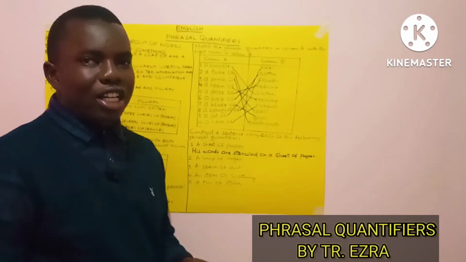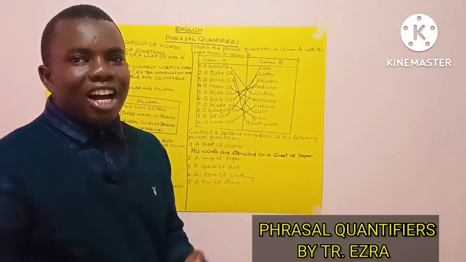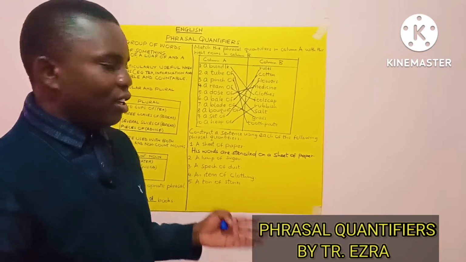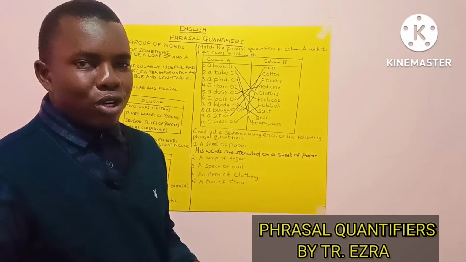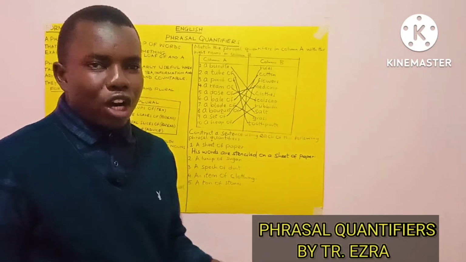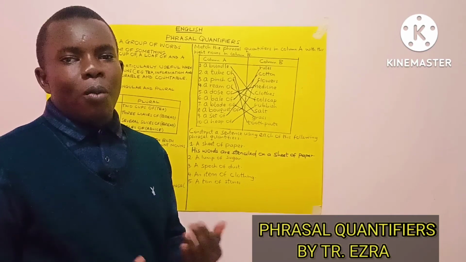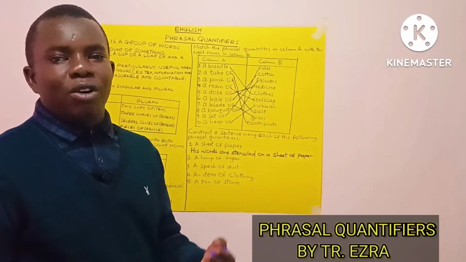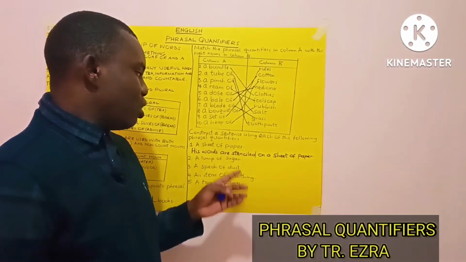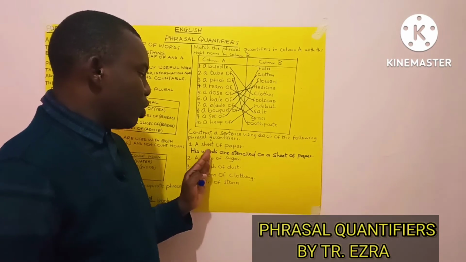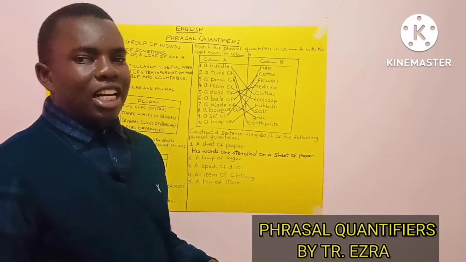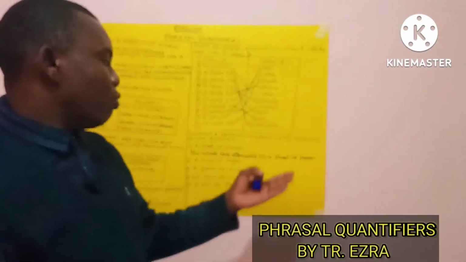Lastly, we are expected to construct a sentence using the phrasal quantifiers given below. One phrasal quantifier that has been given there is a sheet of paper. So someone can construct any grammatically correct sentence using the phrasal quantifier. For example, for a sheet of paper, we have this example: His words are stenciled on a sheet of paper.